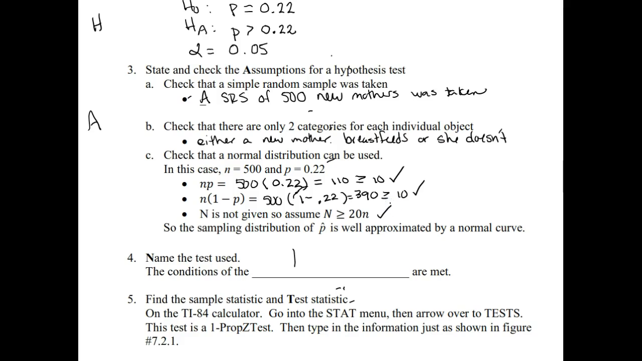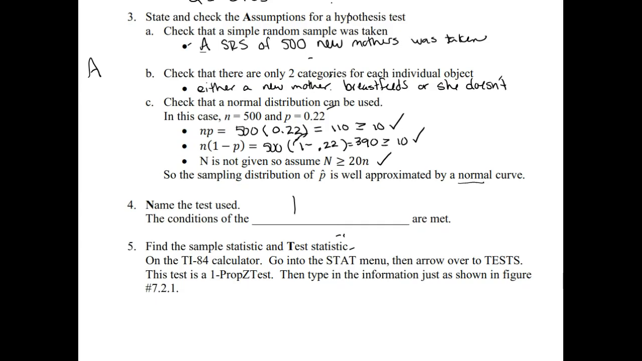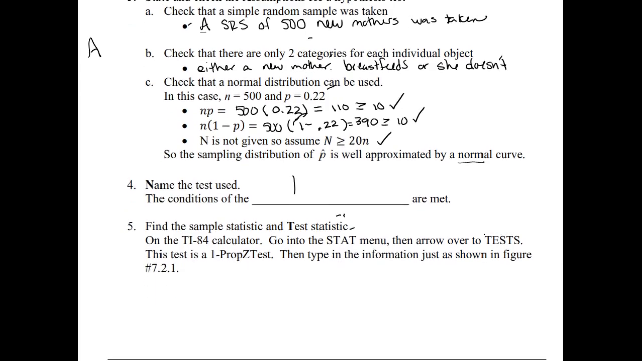So the conditions are met, so the sampling distribution of p hat can be approximated with a normal curve. So we're going to use a test that uses the normal distribution to compute the probability. As we name the test used, our next letter in PHANTOMS is N, so the conditions that we checked here were for the one proportion z-test.